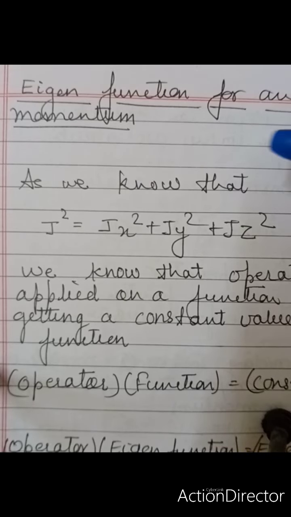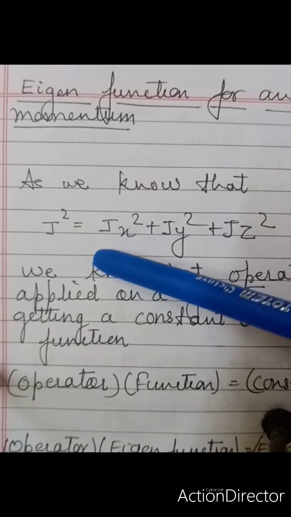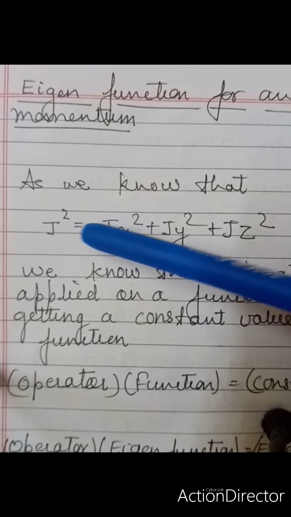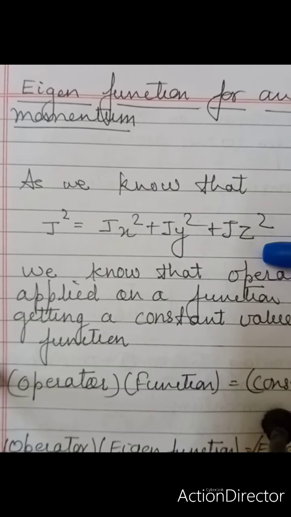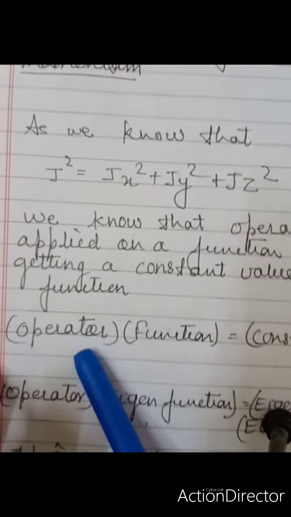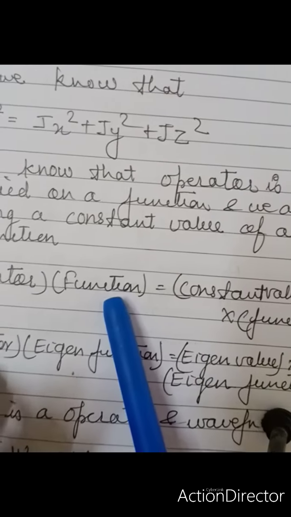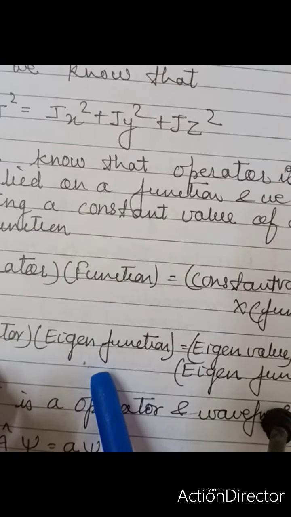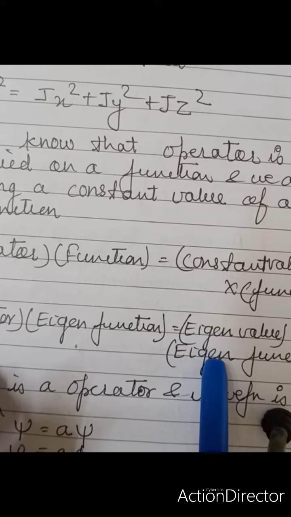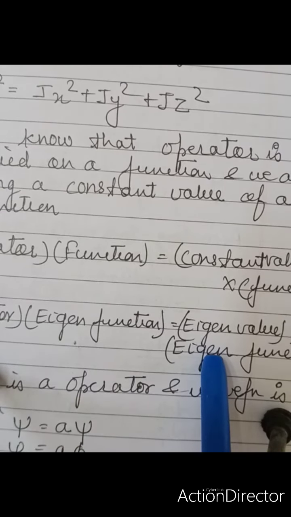Today we are going to discuss the eigenfunction for the angular momentum. Now this relation is already known to us, that is J square is equal to Jx square, Jy square and Jz square. If any operator is applied to a function, we will get a constant value times that function. So this function will be known as the eigenfunction, and the constant value which you are getting will be the eigenvalue.